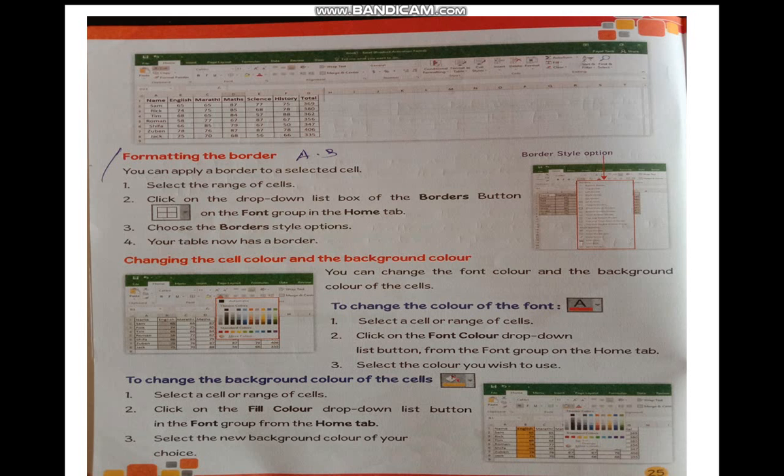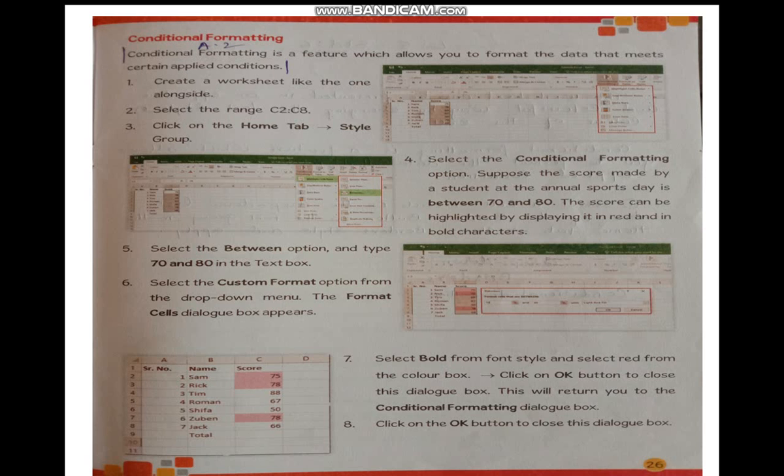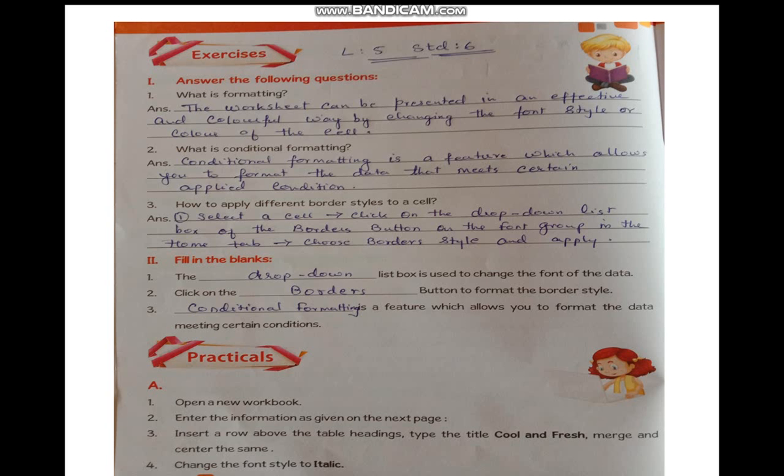After creating a table, you can format the border of your table. Then you can change the background color. Conditional formatting also you can do. It is given in your book. Conditional formatting is a feature which allows you to format the data that meets a certain applied condition, such as highlighted words. So this is how you can do it. I will show you how to do your formatting work.